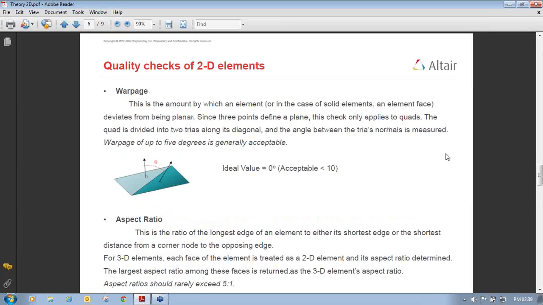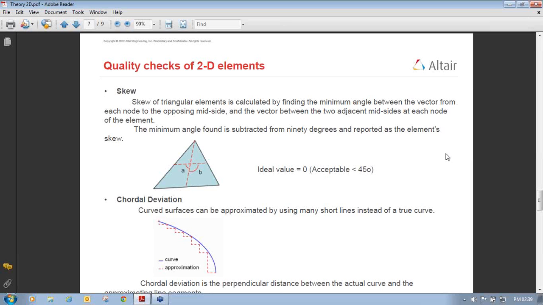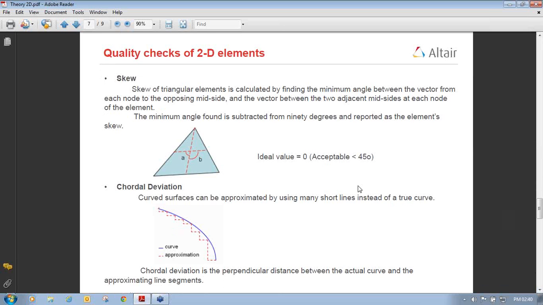Then we will move to the next topic, or a next check, that is skew. Skew of a triangular element is calculated by finding the minimum angle between the vectors from each node to the opposing mid surface, and the vector between the two adjacent mid sides at each node of the element. The minimum angle found is subtracted from 90 degrees and reported as element skew.